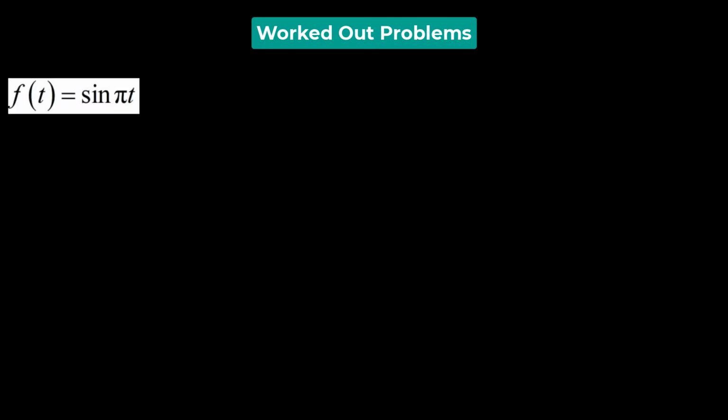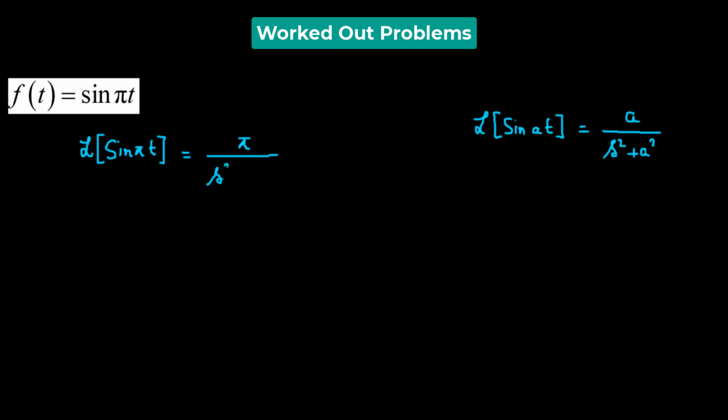So here we have the function f of t equals sine pi t. So let's find out the Laplace transform of sine pi t. So we're going to use the Laplace transform of sine at. So that's equal to a over s squared plus a squared. So we'll have a, which is pi. So pi divided by s squared plus a squared. So a squared is pi squared. So we have s squared plus pi squared. And of course, s is greater than 0. Let's move on to the next question.